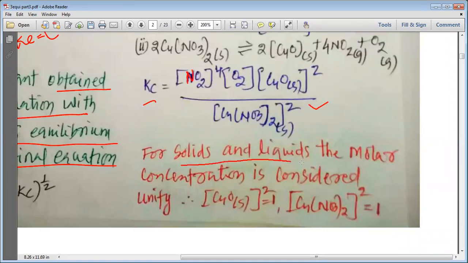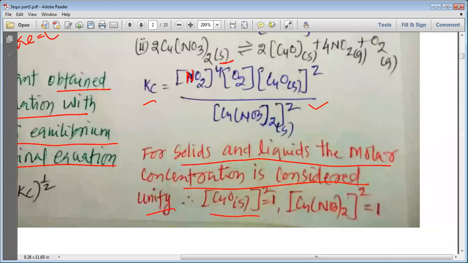For solids and liquids, the molar concentration is considered unity. Please remember that if in a chemical reaction we have some solids or some liquids, then their concentration is considered to be unity, that is, equal to 1.